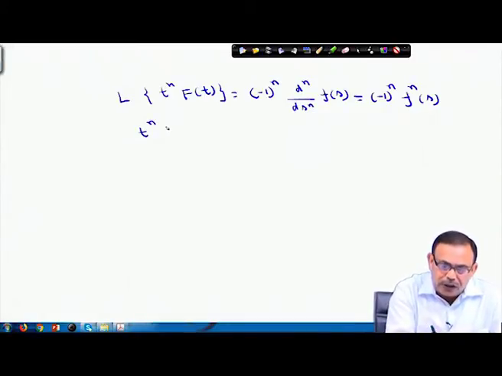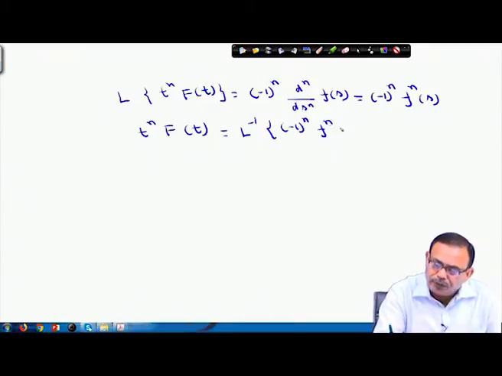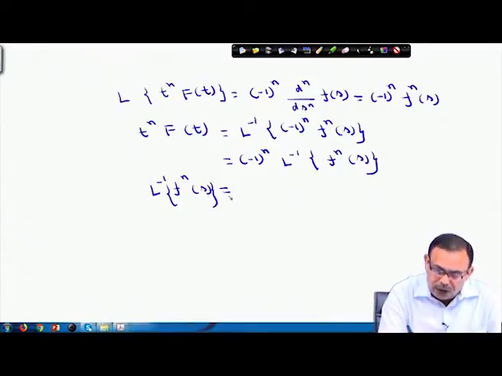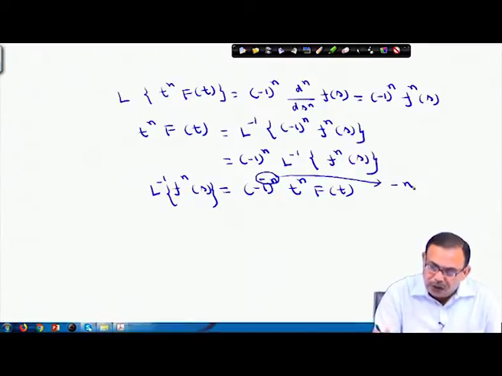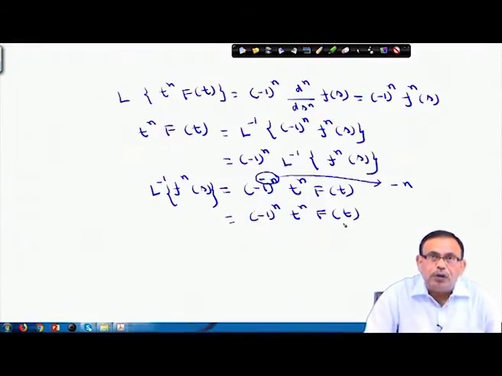Therefore, you can say that t to the power n into f(t) is equal to the Laplace inverse of minus 1 to the power n into F^(n)(s). I can bring minus 1 to the power n outside, the Laplace inverse of F^(n)(s). Therefore, the Laplace inverse of F^(n)(s) is equal to minus 1 to the power n t to the power n into f(t), and this completes the proof of the theorem.